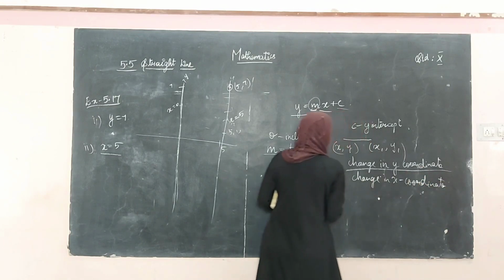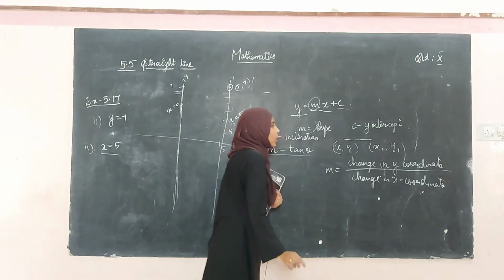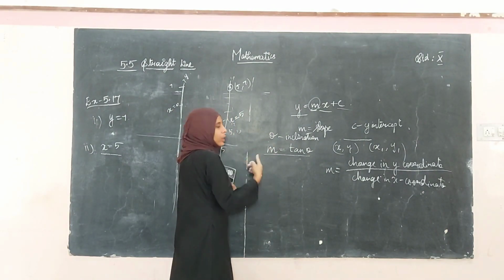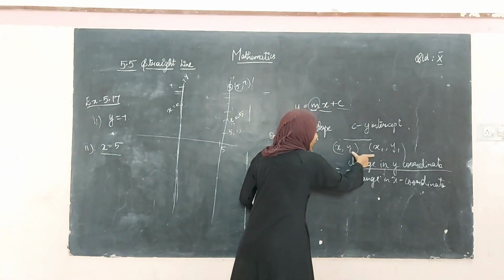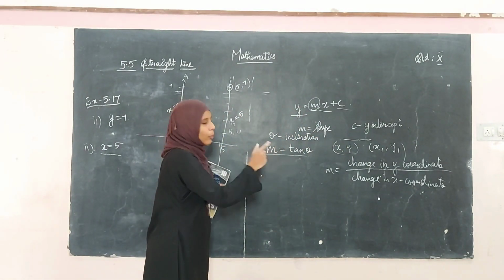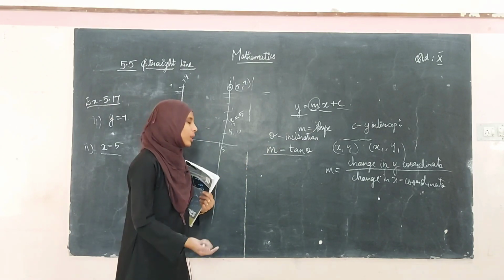This is another method of finding slope. Suppose the inclination is given, you have to use the formula m is equal to tan theta. Otherwise, if two points are given, how can we find the slope?